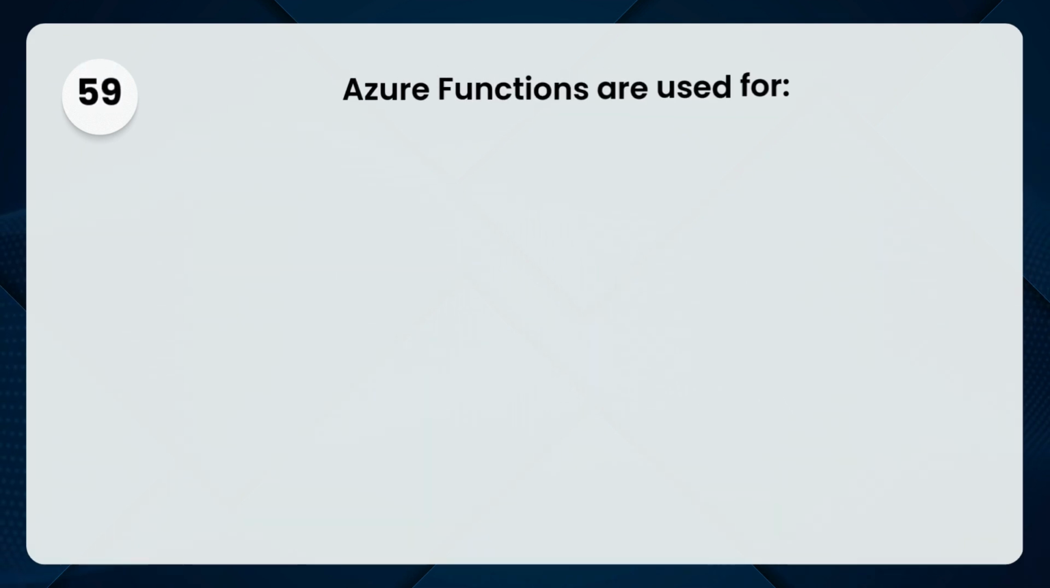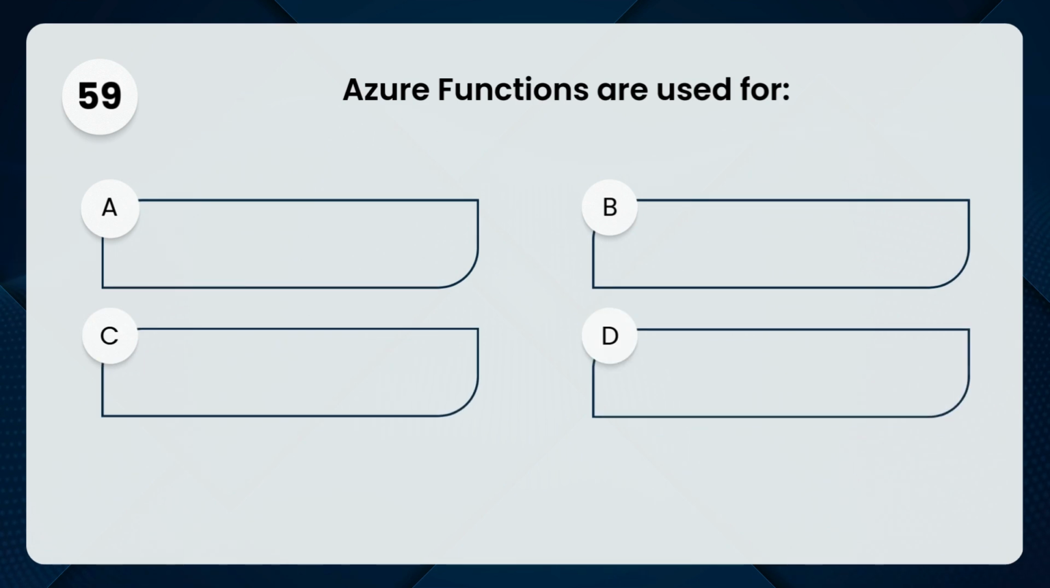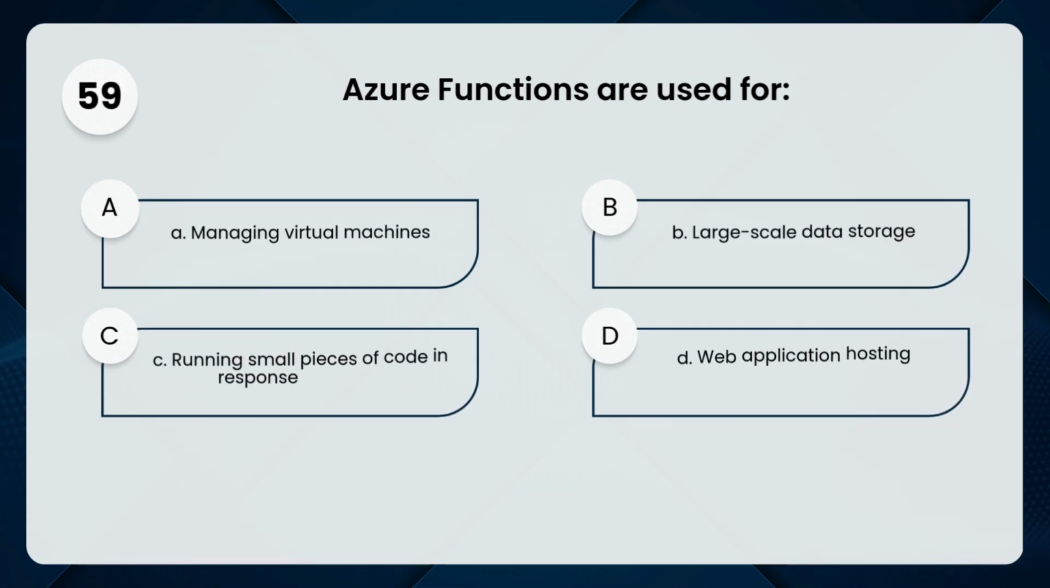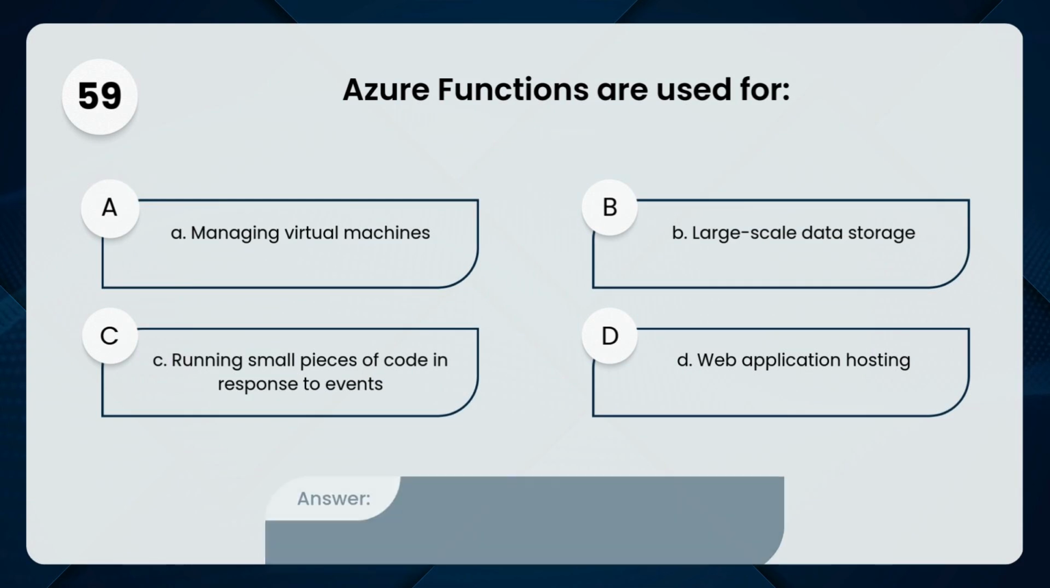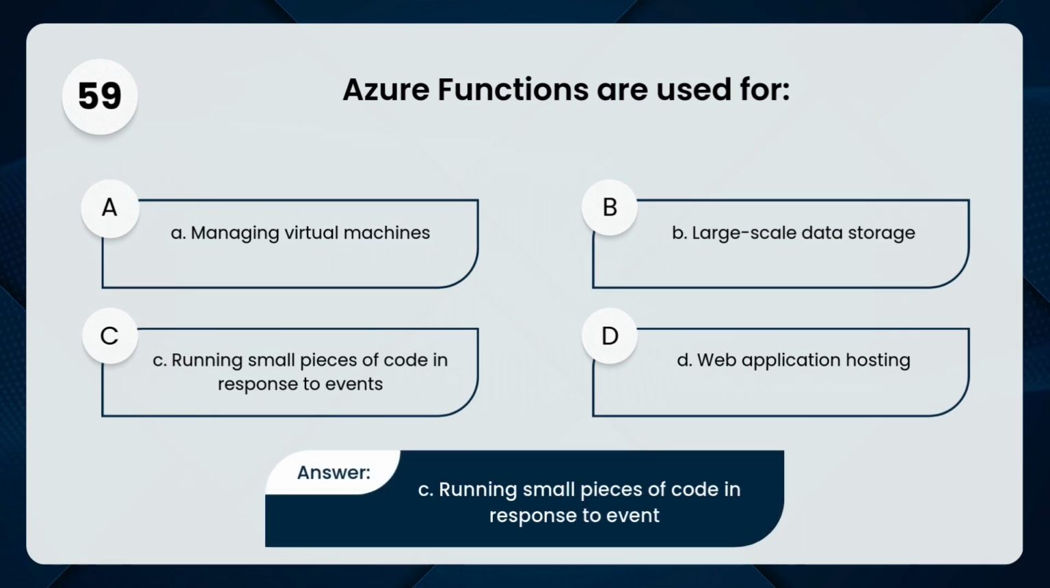59. Azure Functions are used for A. Managing virtual machines, B. Large-scale data storage, C. Running small pieces of code in response to events, D. Web application hosting. Answer: C. Running small pieces of code in response to events.